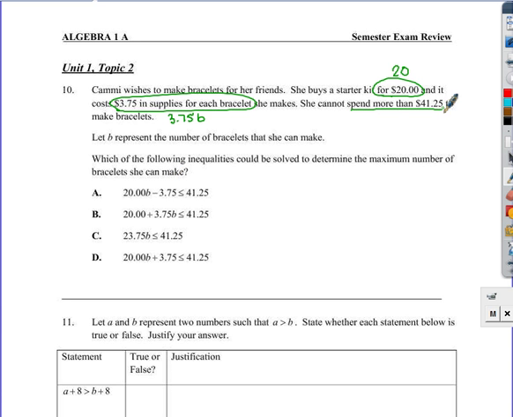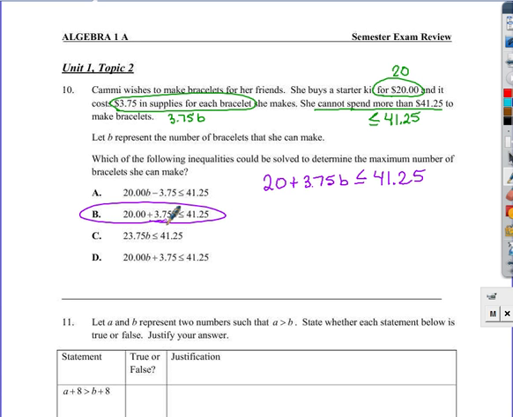So can't spend more than means she has to spend less than or equal to $41.25. So now I'm going to put that together. So I have $20 and $3.75 per bracelet. I need to spend less than or equal to $41.25. Where does that match up with my possible equations here? Letter B. 20 plus 3.75b is less than or equal to 41.25.